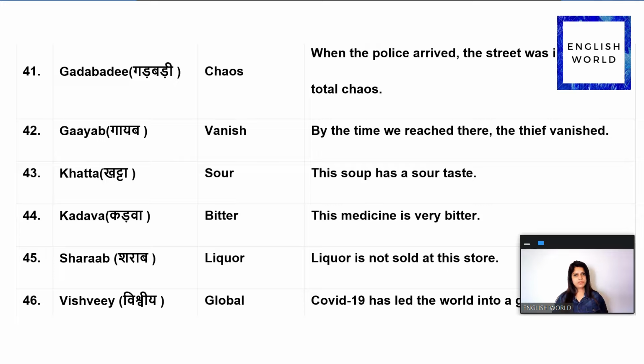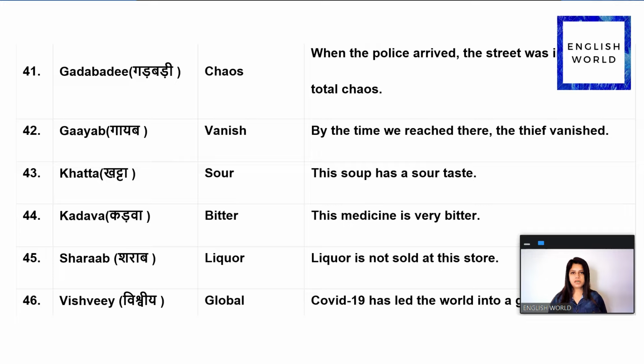Next is gaya. So for gaya, we will say vanish in English. Vanish means suddenly something just disappears. है ही नहीं, गायब हो गए. We will say vanish. And we can use it in a sentence like by the time we reached there, the thief vanished. जब तक हम वहां पहुंचे, चोर भाग गया था. He was not there. वो दिखाई नहीं दिया आपको. Vanish हो गया था, गायब हो गया था. That is called vanished.